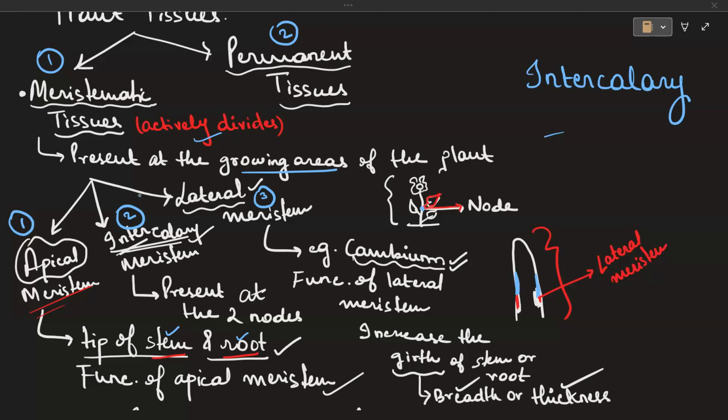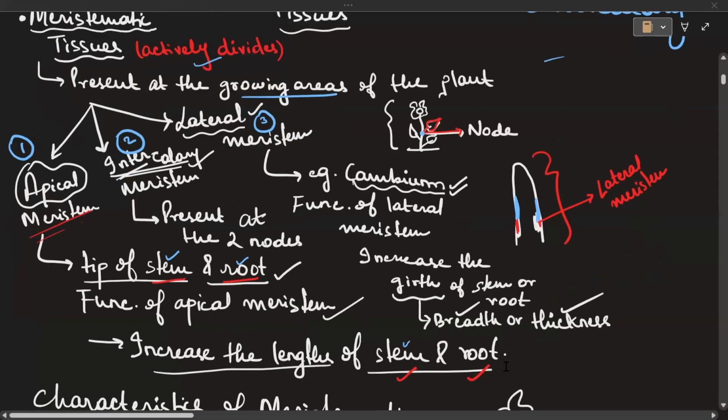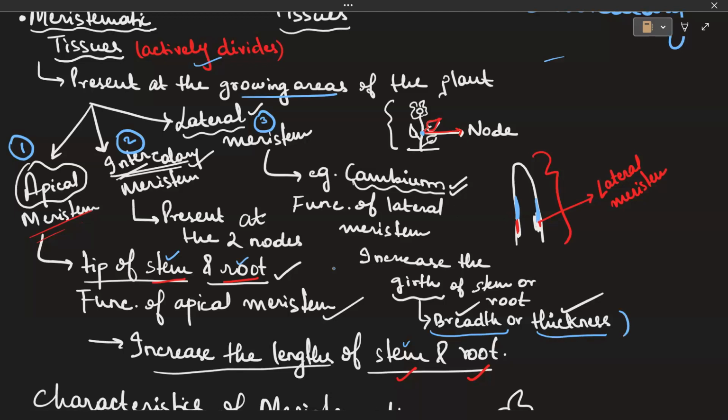Ma'am, what did you write for the function of lateral meristem? The function of this is to increase the girth. Oh, okay. Girth. And here I've written breadth or thickness. This is just to tell you what girth means.